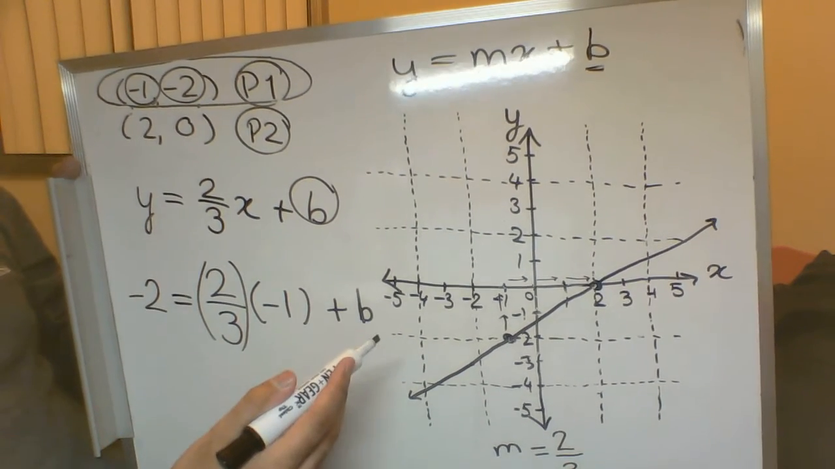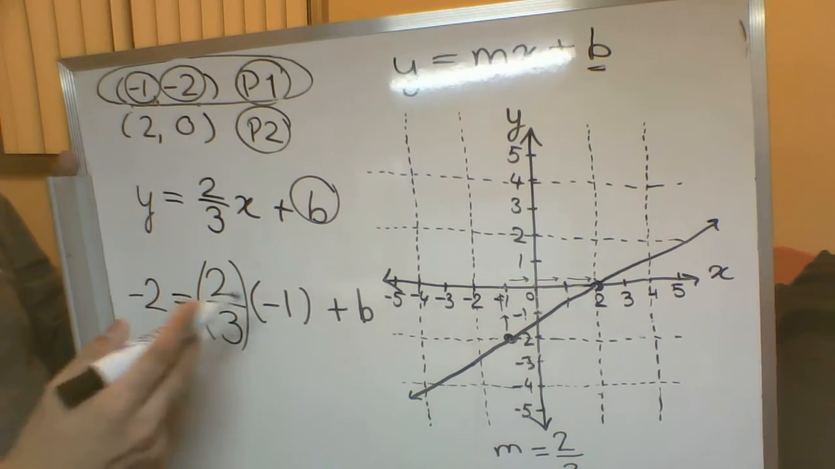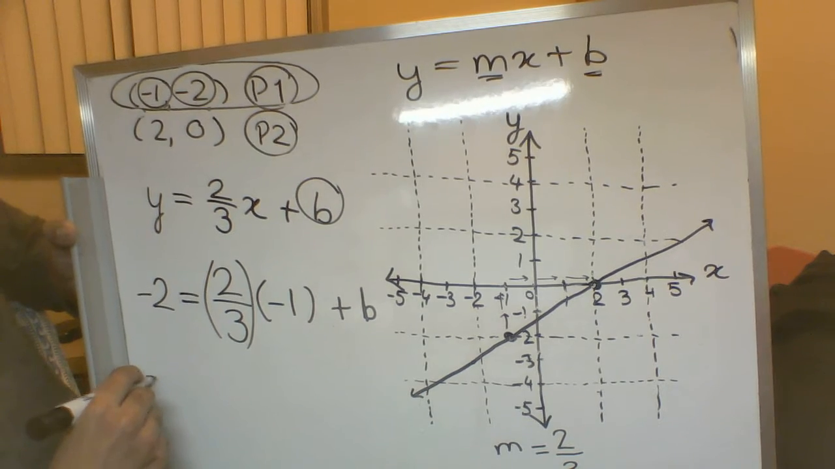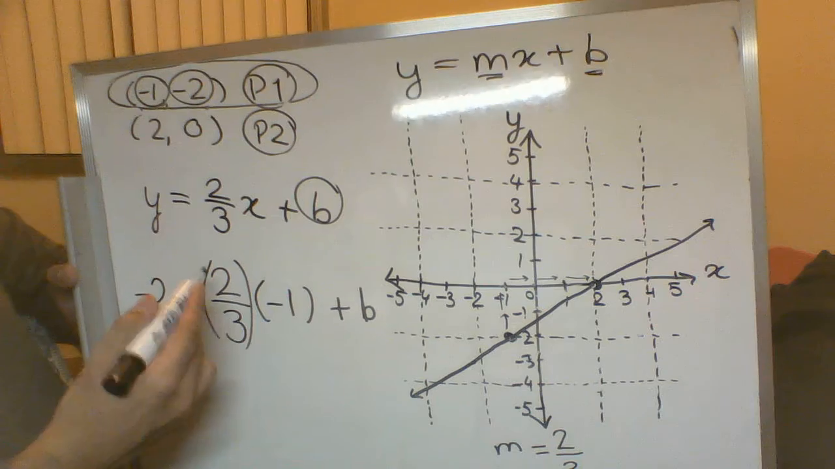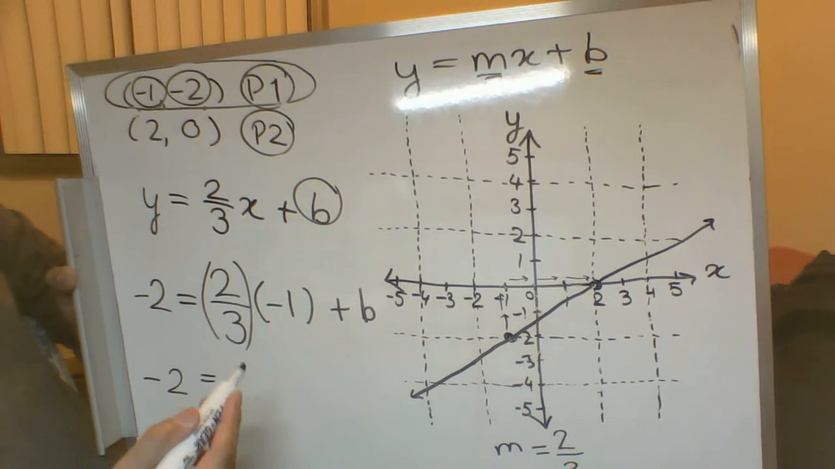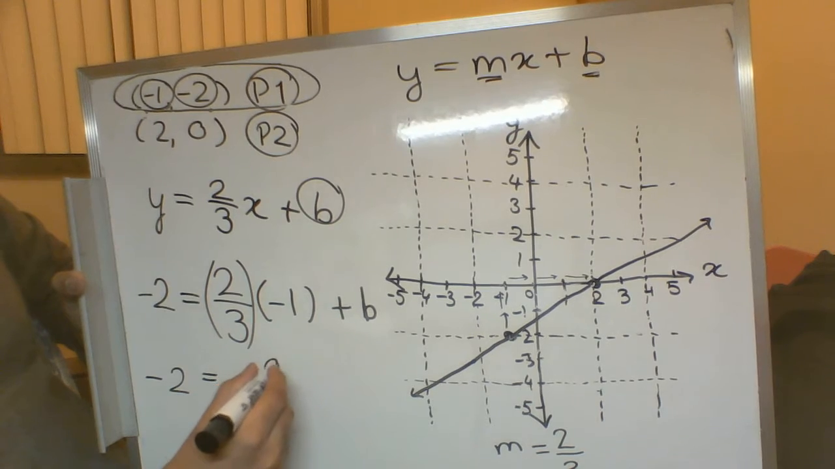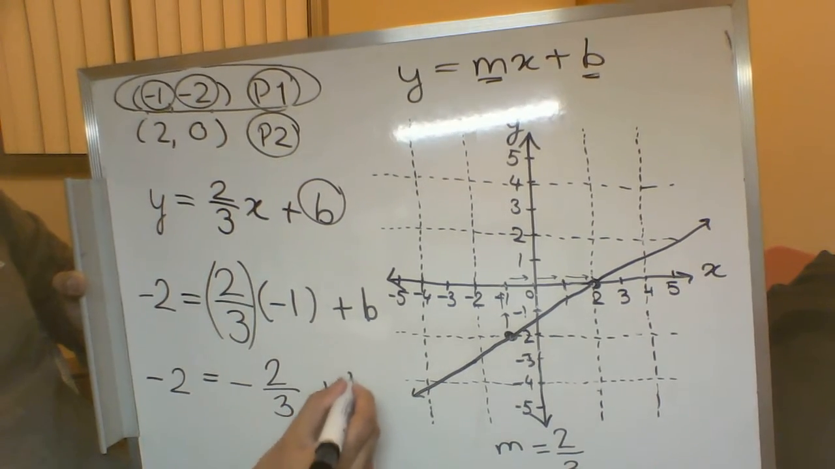We still haven't quite figured out b, but now everything else is numbers. And we've only got one letter sticking out over there. So this is enough information for us to figure out what that letter is. So let's start off by going through that multiplication. So we've got -2 is equal to any number times -1 is just the same number you started with, but with a minus sign. So we get -2/3 plus b.